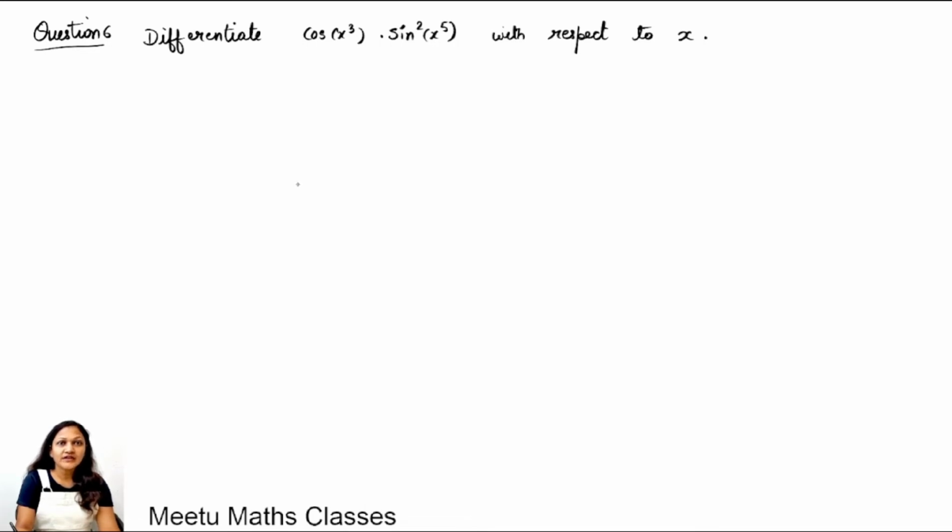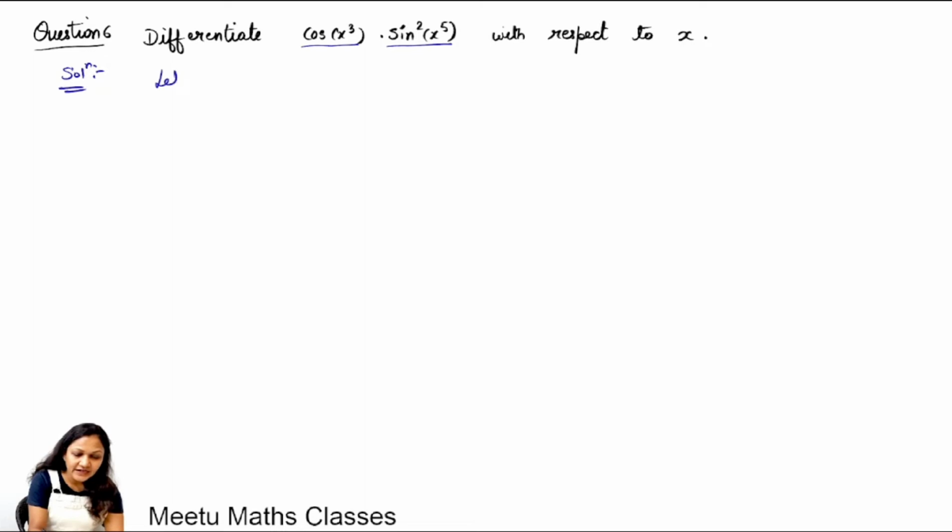Today we are doing class 12 NCERT chapter 5, that is continuity and differentiability, and this is exercise 5.2 question number 6. Your question is differentiate cos x³ into (sin x⁵)² with respect to x. So first of all, our purpose is to differentiate this function.